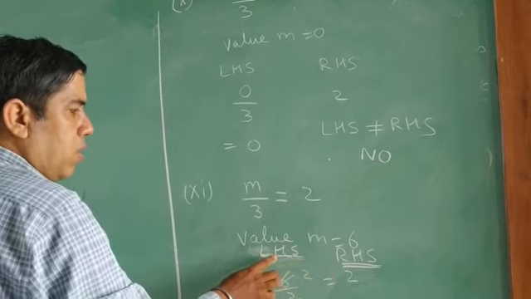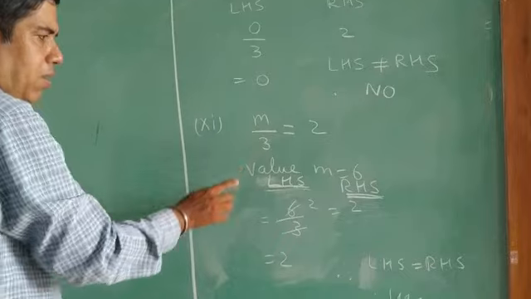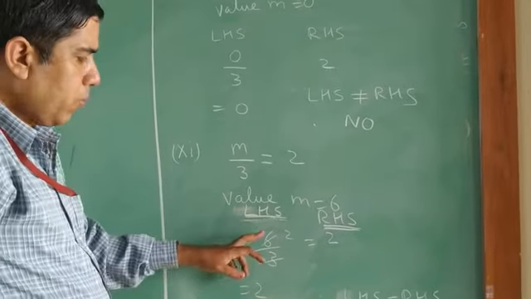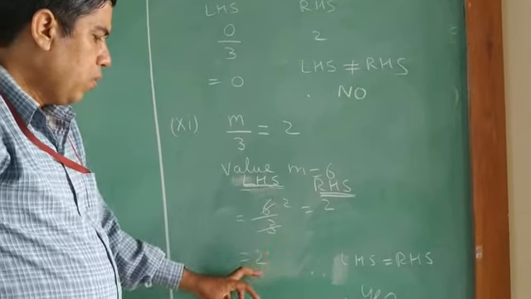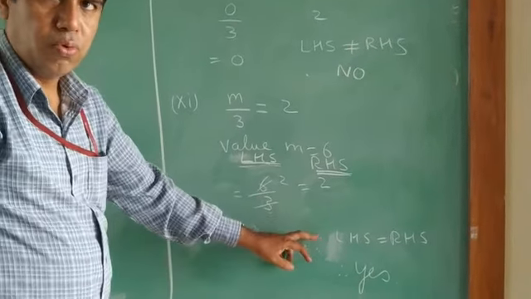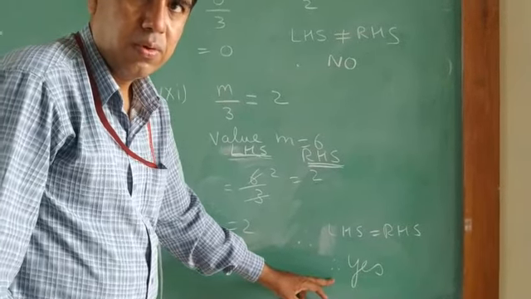M by 3 equal to 2. Value m equal to 6. Now you can see here, I kept value in LHS here. So it comes here 6 by 3. So I cancel here and the value is 2. And here RHS is already 2. So both are equal. So answer is yes.